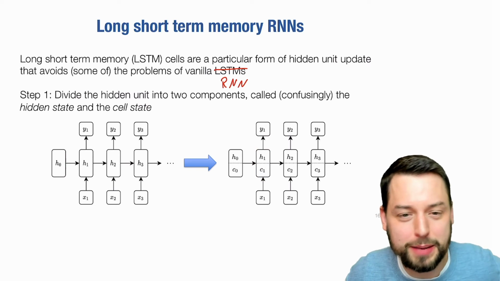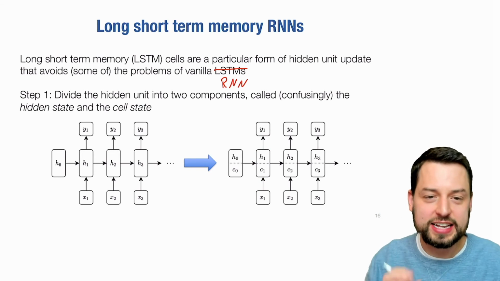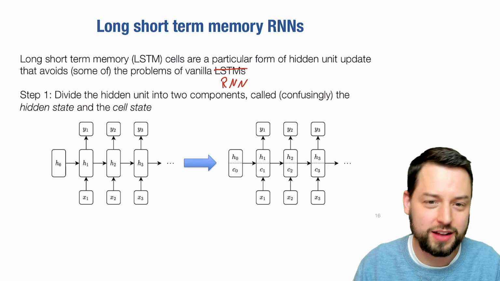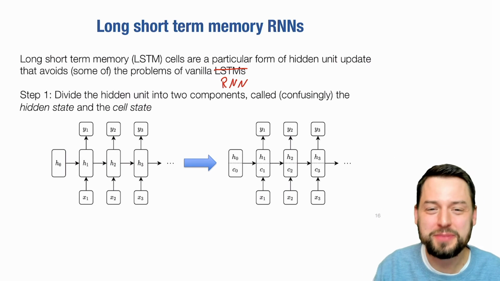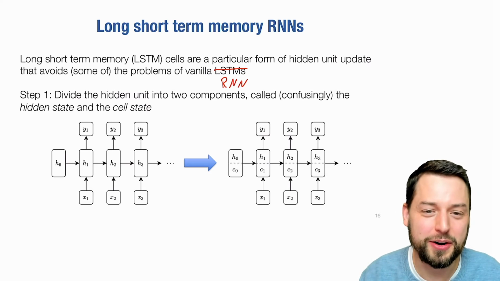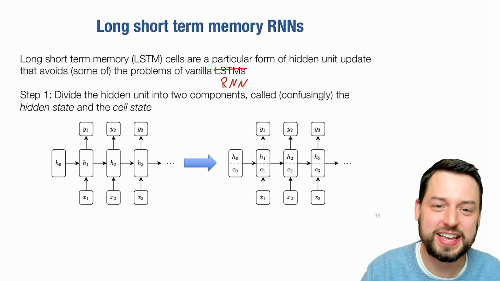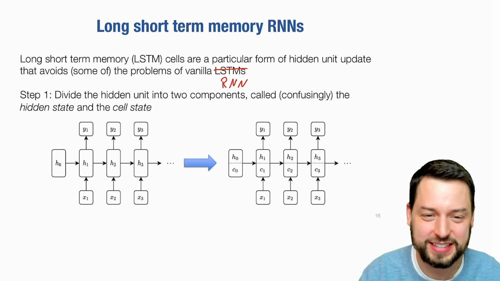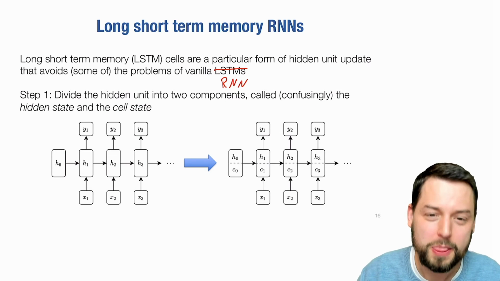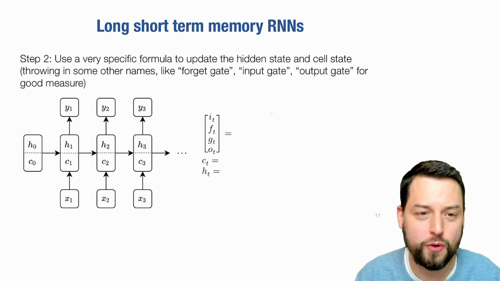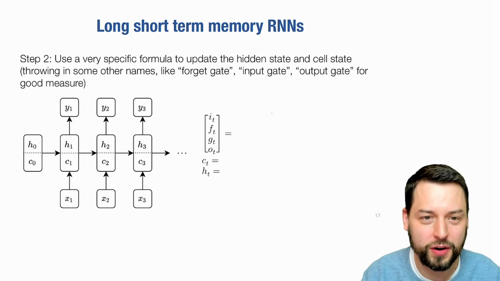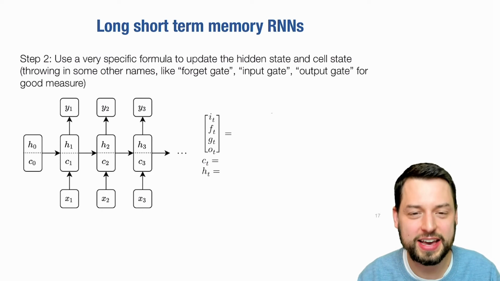So that's the first step: you're going to split the hidden state into two different components, called, again, very confusingly, the hidden state, but they're both the hidden state, to be clear. The hidden state and the cell state are both elements of the hidden state for this LSTM at time t. And then we're going to use a very specific form of update for the hidden state and for the cell state.